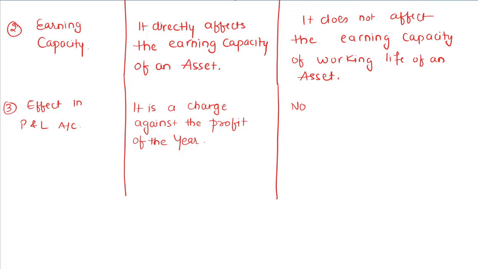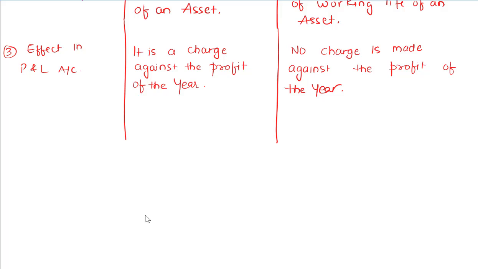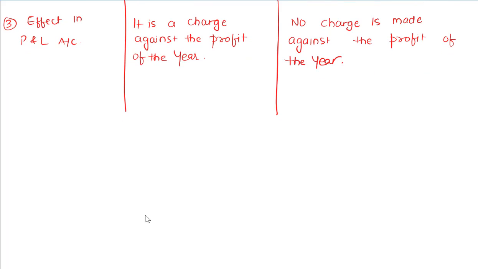The next is no charge is made against the profit. No charge is made against the profit of the year for fluctuation. We do not make any charge against profit or income statement. No charge against fluctuations. I believe you understood this.